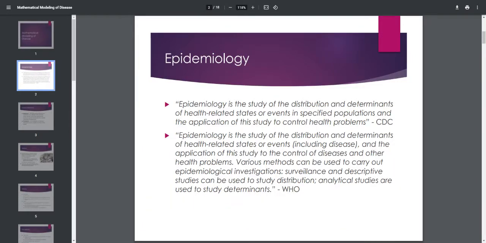So, in case you're interested, epidemiology is the study of the distribution and determinants of health-related states or events in specific populations and the application of the study to control health problems. That's from the CDC. It's also defined as the study of the distribution and determinants of health-related states or events, including disease, and the application of the study to the control of disease and/or other health problems. Various methods can be used to carry out epidemiological investigations. Surveillance and descriptive studies can be used to study a distribution. Analytical studies are used to study determinants.